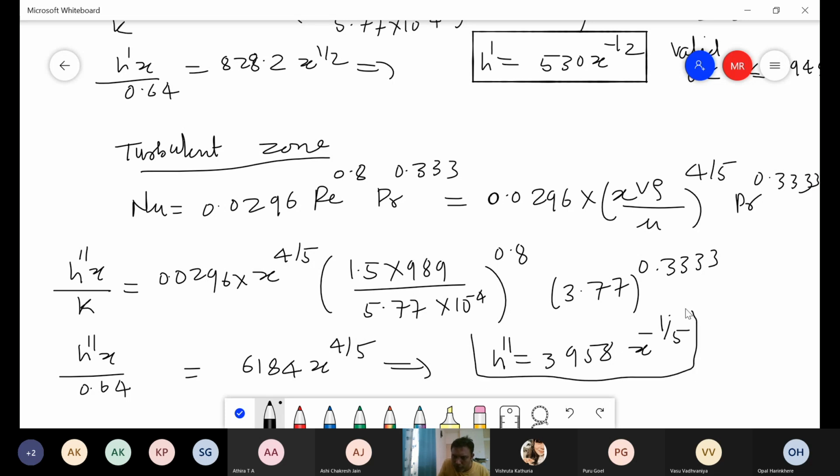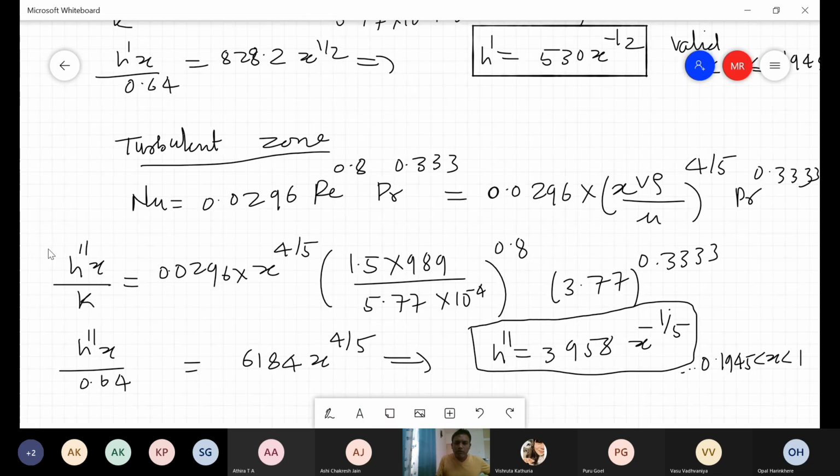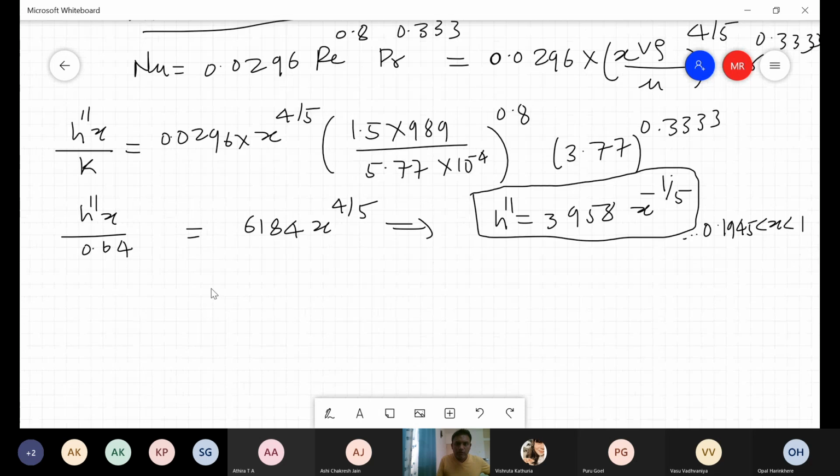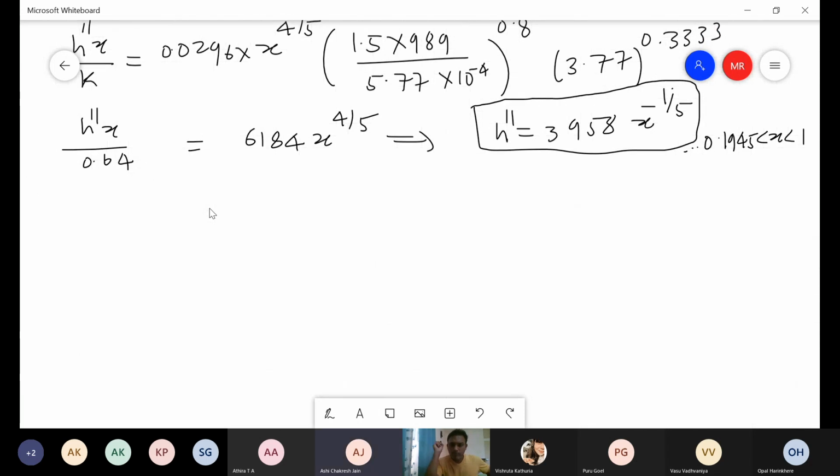This is a local heat transfer coefficient, and this is valid in the region 0.1945 to x1. In this region it is valid, isn't it? Correct? Is it correct? Are you all able to follow? Hello? Yes, sir. Okay. So now these are the local heat transfer coefficients.